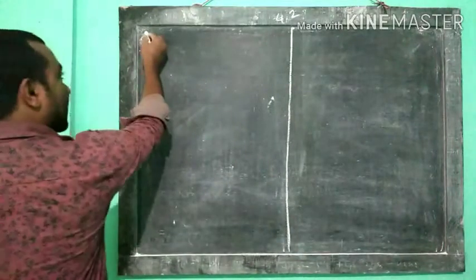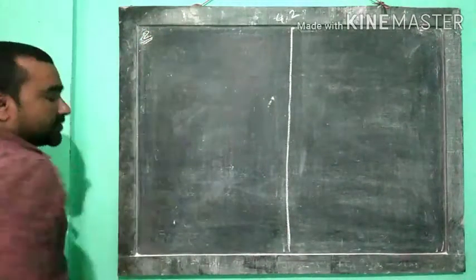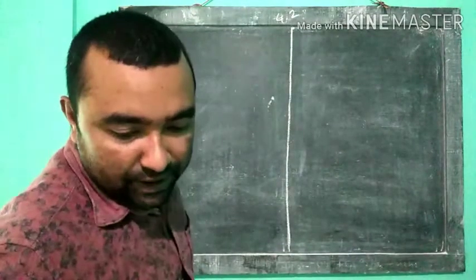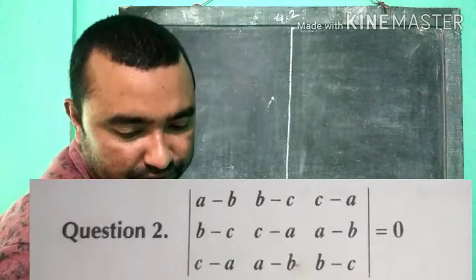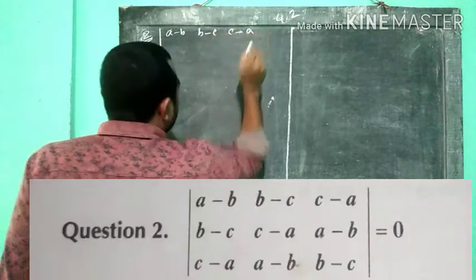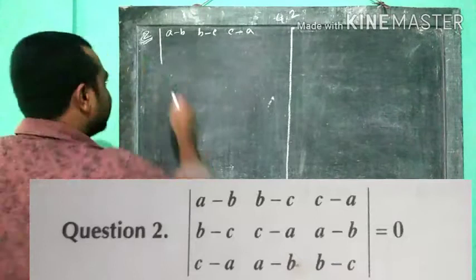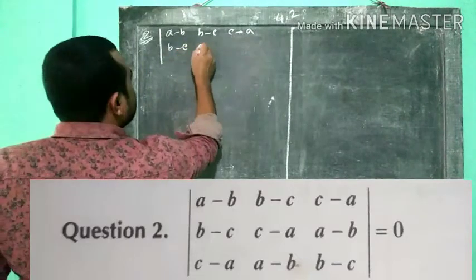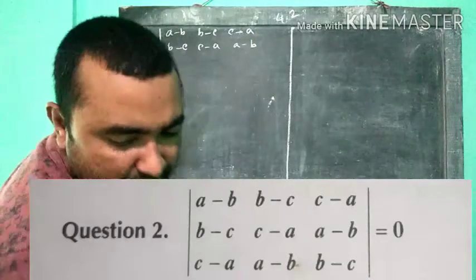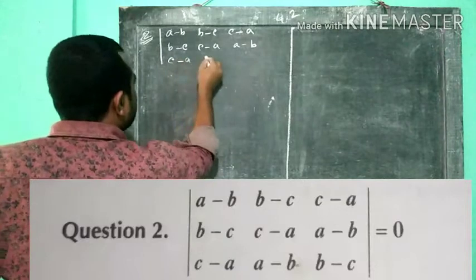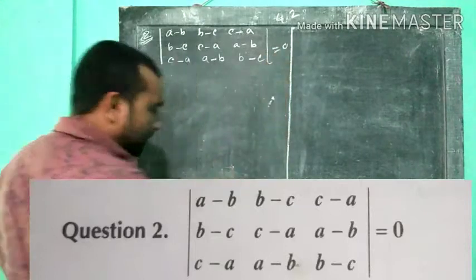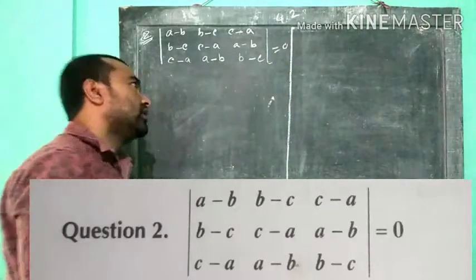So now we are going to solve question number 2. Question number 2 is the determinant with first row a minus b, b minus c, c minus a; second row b minus c, c minus a, a minus b; and third row c minus a, a minus b, and b minus c, is equal to 0. We are going to prove this is equal to 0.